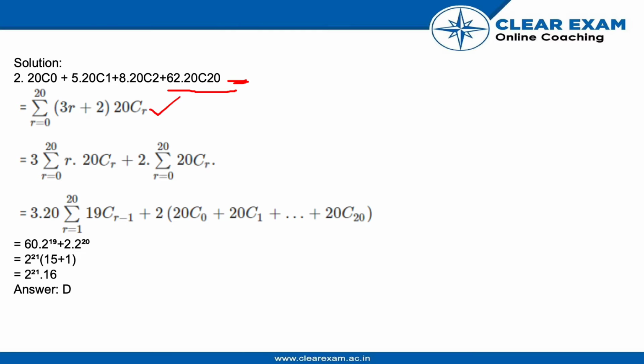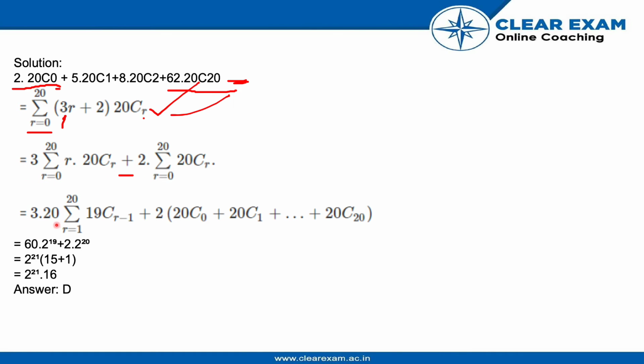Okay, we can write it as the sum from r equals 0 to 20 of (3r + 2)·20Cr, because if we put r equals 0 here, then it would be 2·20C0. That's why we can write it like this. Now, after splitting, it becomes 3 times the sum from r equals 0 to 20 of r·20Cr, plus 2 times the sum from r equals 0 to 20 of 20Cr. Okay, now we will solve this.